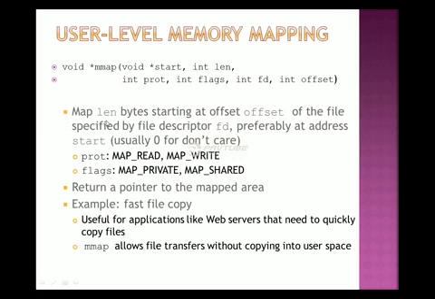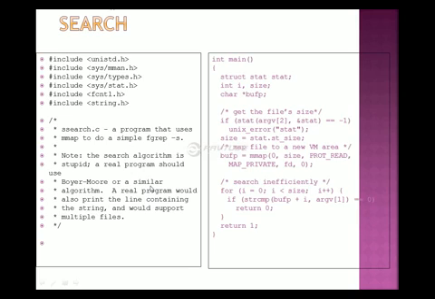Then next says map len bytes starting at offset of the file. That is the len bytes starting at the offset specified by the file descriptor, that is FD, preferably at the address start. That is, it starts at 0 and it ends at 1. Then what are the prot arguments that are used? One is read, one is write. What are the flags that are used? One is private, one is shared.